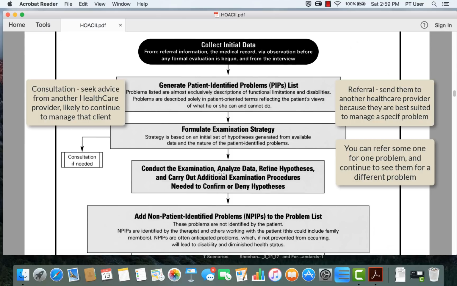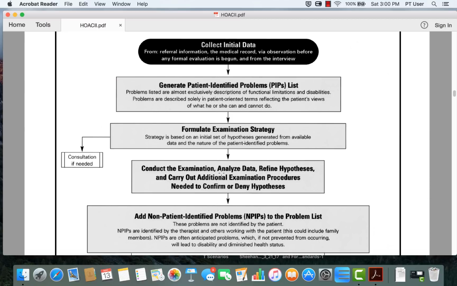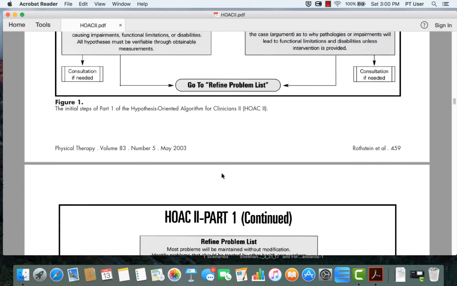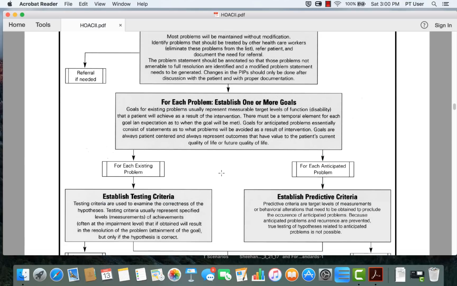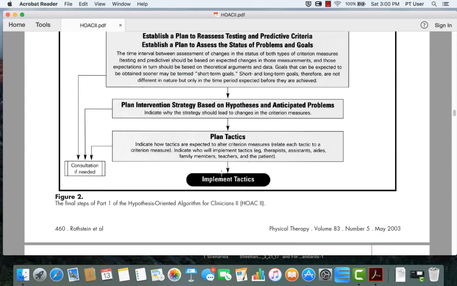Now, the last thing I'll say, and then that will be it, the last of these three lectures. Right now, we are going to emphasize part one as a linear process. Start with collecting initial data, moving all the way through to implementing tactics. Okay, it's linear. Step one, step two, step three, etc. We do one, then the other.